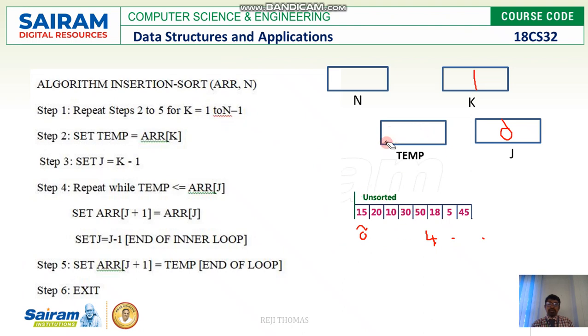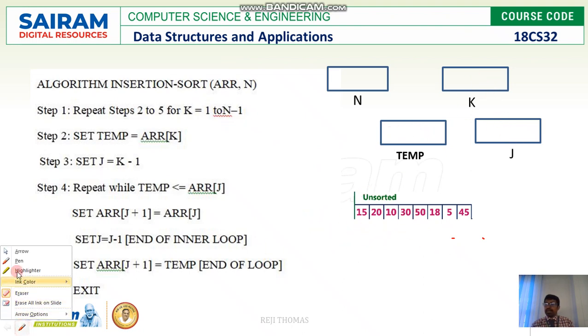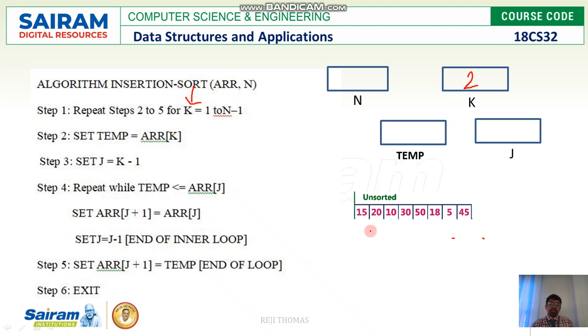So what we should do is we have to increment your k. So initially k was 1. Now k is going to be 2. It will go to the next iteration. Set temp is equal to array of k. So this is index value 0, this is 1, this is 2. So look at this statement, array of k. Array of 2 will be stored in temp, which is 10.